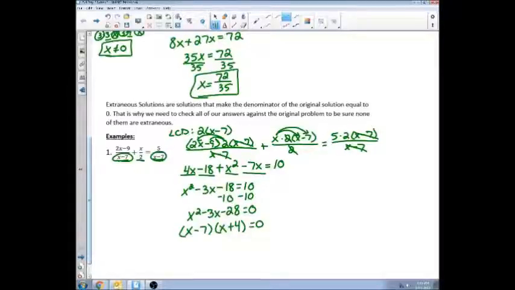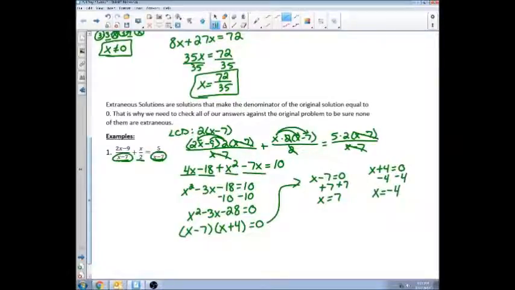Now that I'm fully factored, I'm going to set everything equal to 0. So x minus 7 is equal to 0. Add 7. X equals 7. X plus 4 equals 0. Subtract 4. X equals negative 4.